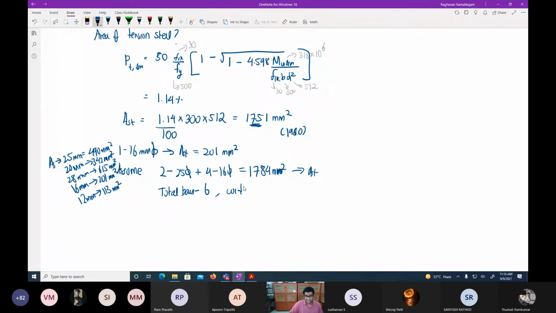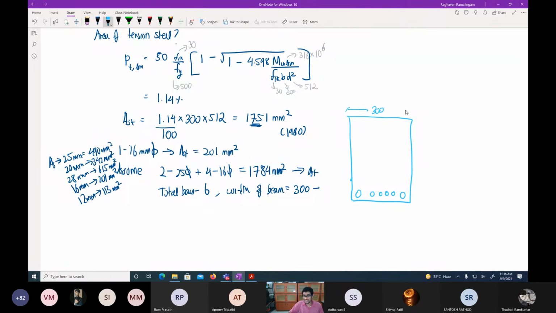Then my width of beam is 300. If I subtract out the clear cover, so this is my beam. I'll draw the beam now. Okay, so I have 6 bars. So always keep the bigger bars on the edges and the smaller ones in between. Okay, so you can do this, and this is how much?